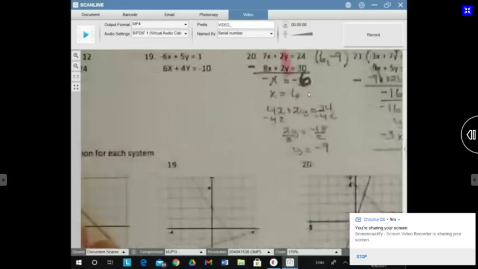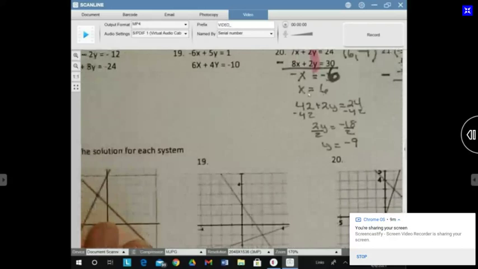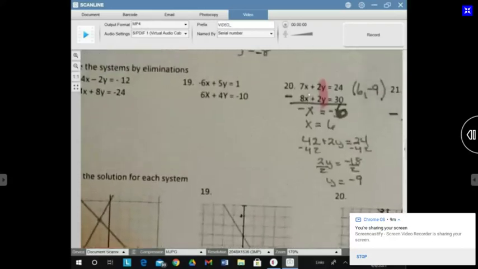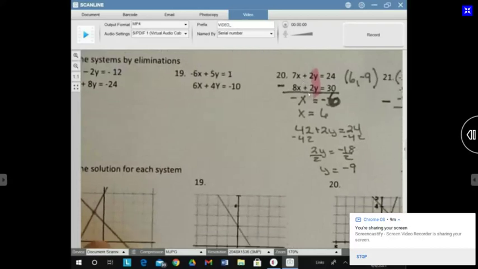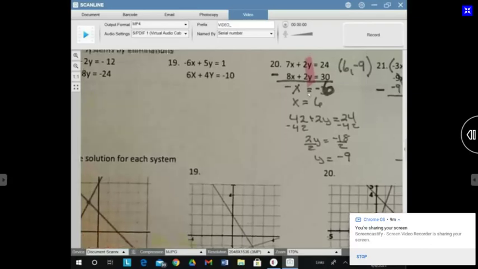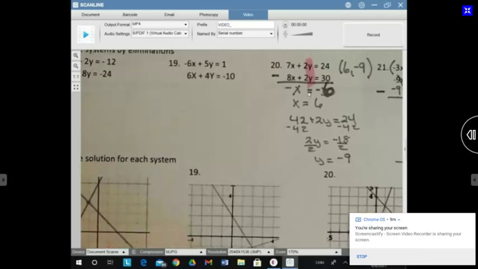Problem 19. Who am I going to get rid of? How am I going to do it? And why am I going to do it? Am I going to get rid of the x or the y? X. How am I going to do it? Am I going to add or subtract? Why?